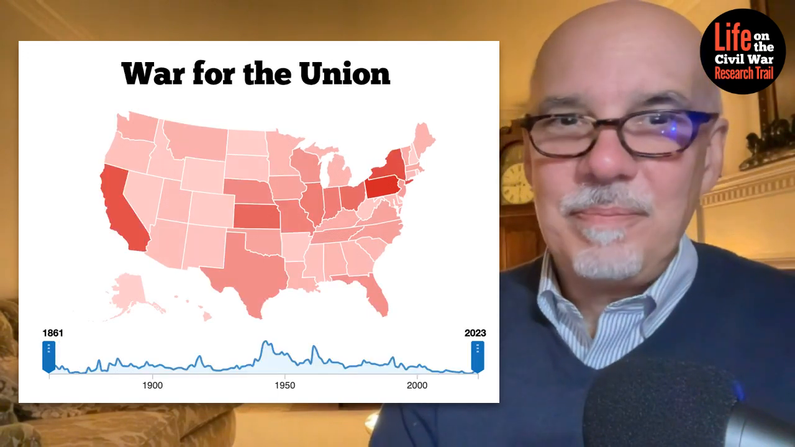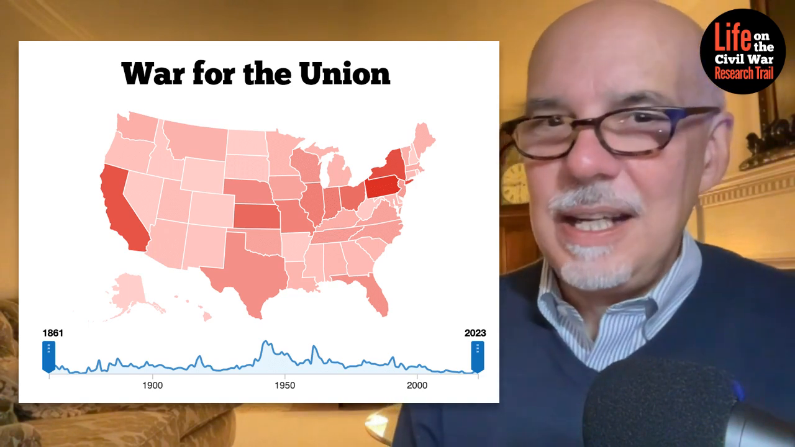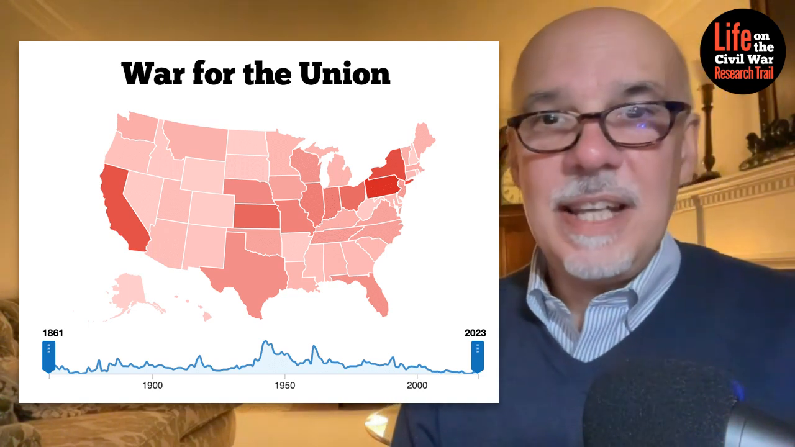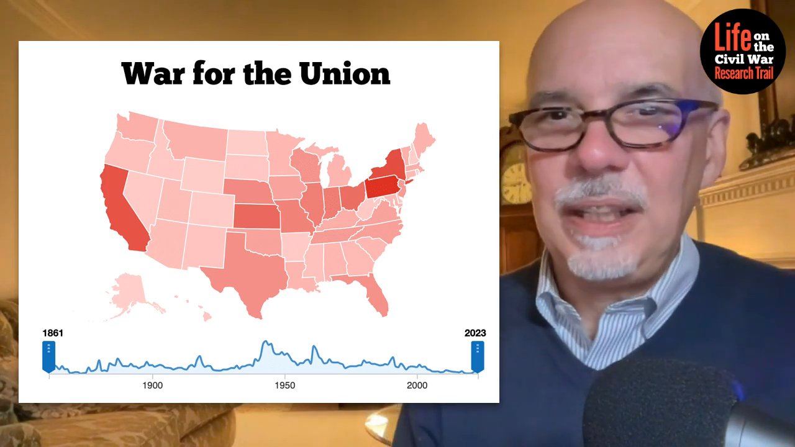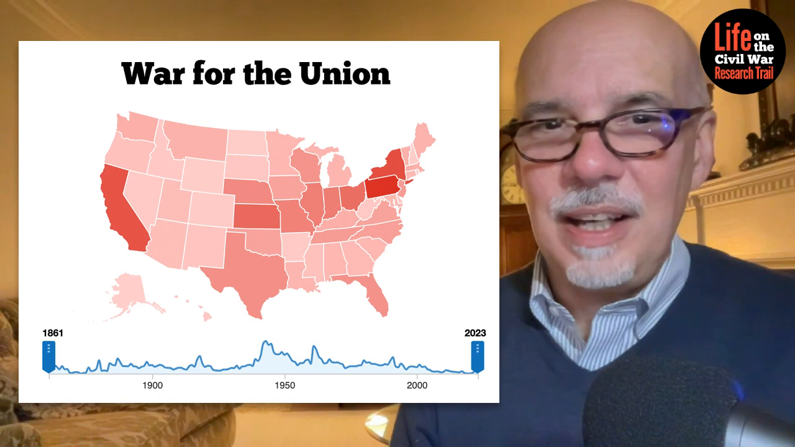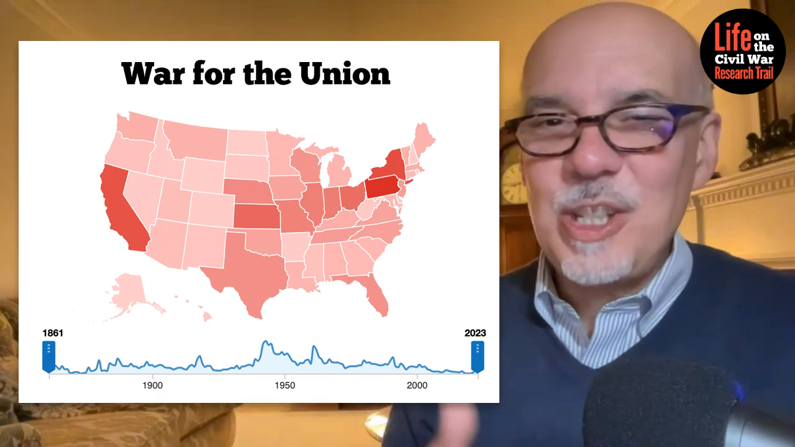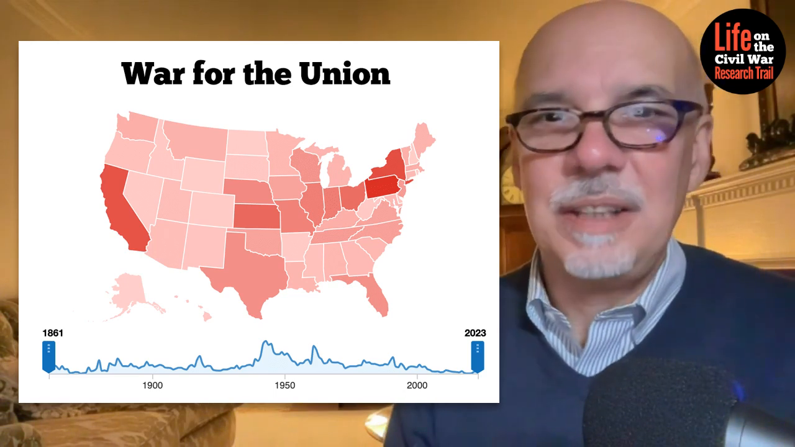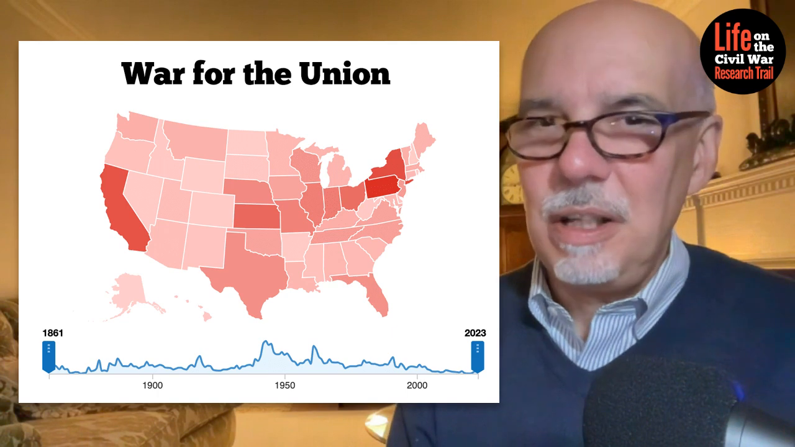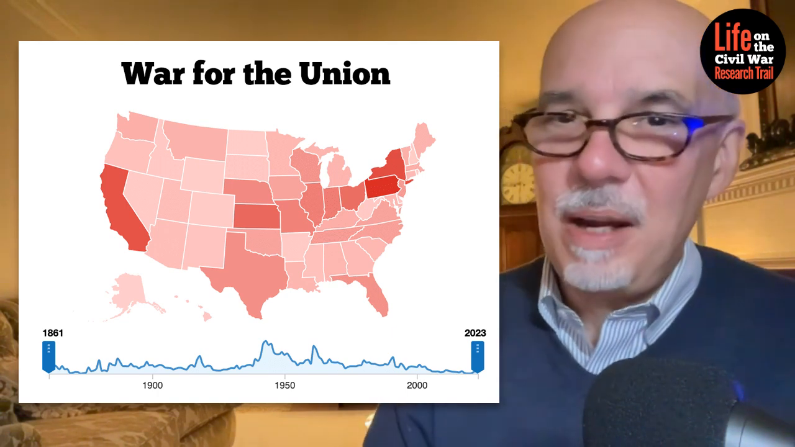Now, another name, War for the Union, one that you might not be as familiar with, but look at that. The War for the Union is pretty much ebbing and flowing all the way across the last 160 years. I should also be pointing out, look at the state map. You see War for the Union being used largely in the northern states and a little bit out west.